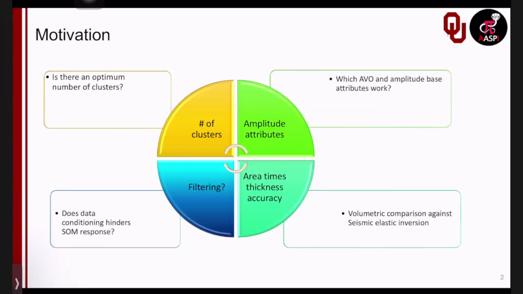As I just mentioned, my motivation is that sometimes SOM could be cumbersome in how many clusters we use, and amplitude attributes could be a lot of them. But in contrast, AVO attributes are a small number in comparison. Then I'm going to make some tests on how data conditioning impacts the results, and I'm going to compare the volumetrics. This is just rough volumetrics, like area of the amplitude anomaly multiplied by thickness, right?